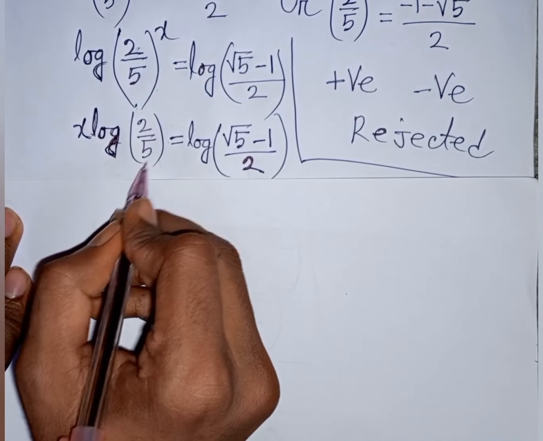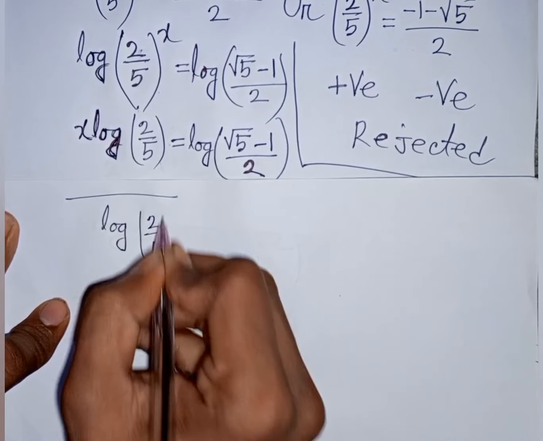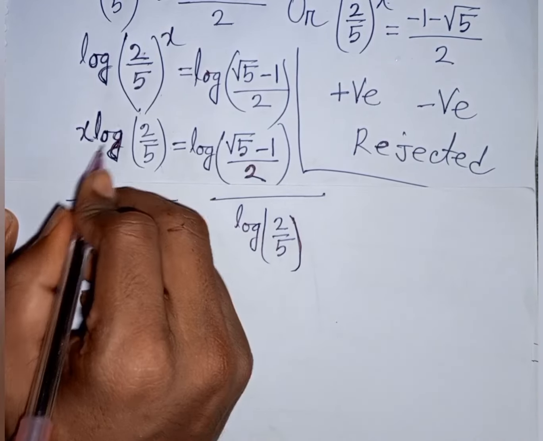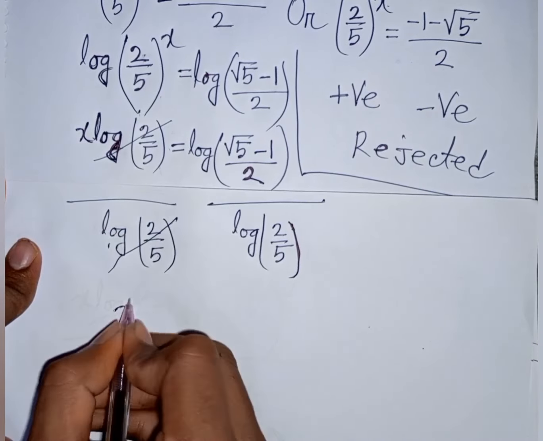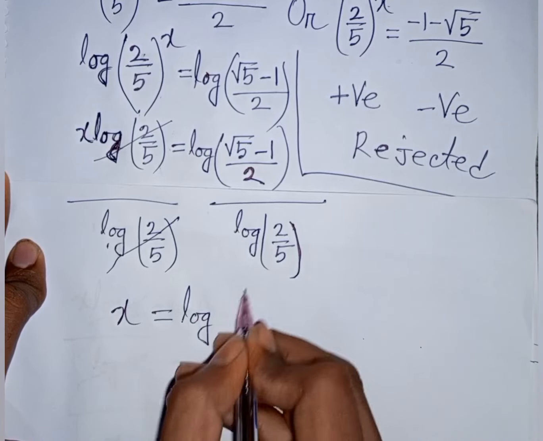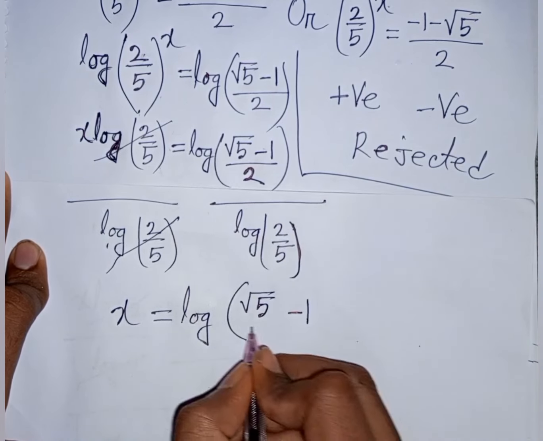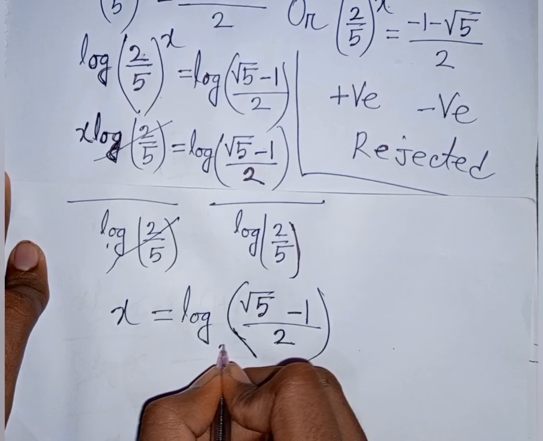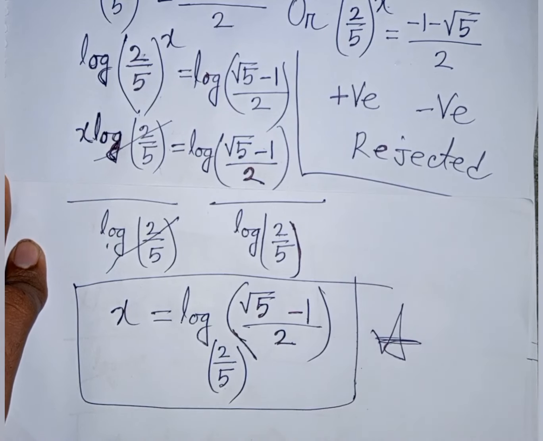Now we divide by log of 2/5 on both sides because we need the value of x. This log of 2/5 will be cancelled. So here x will be equal to this divided by this, that means it will be log of a square root of 5 minus 1 over 2, with base 2/5. So this is the value of x, so this is our final answer.